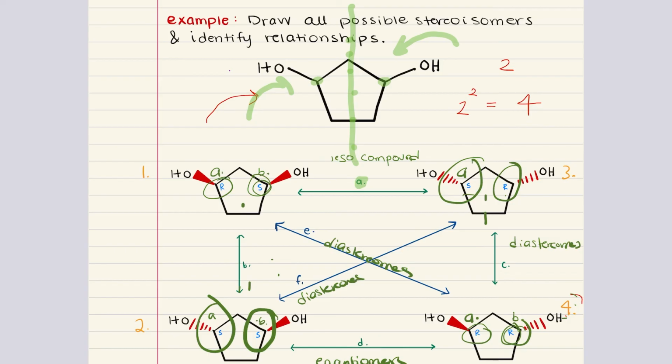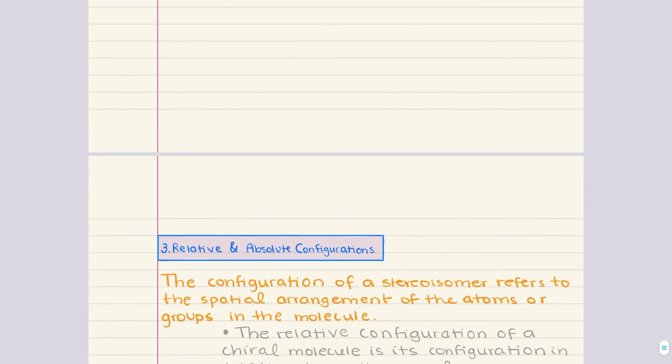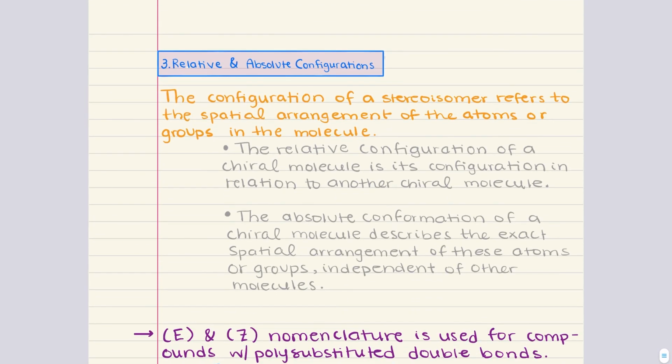So we have identified the relationships between all of these pairings. With that, I hope this problem has clarified our rubric for identifying enantiomers, diastereomers, and meso compounds. Of course, we'll do more practice in our practice problem set for chapter 2. But we can now move into our last and final objective.